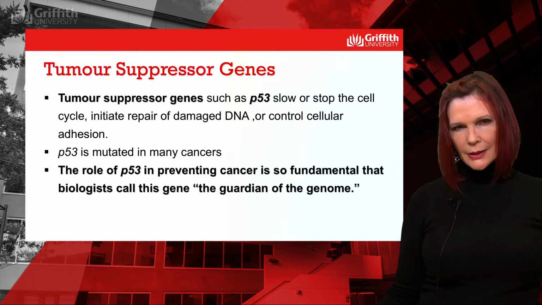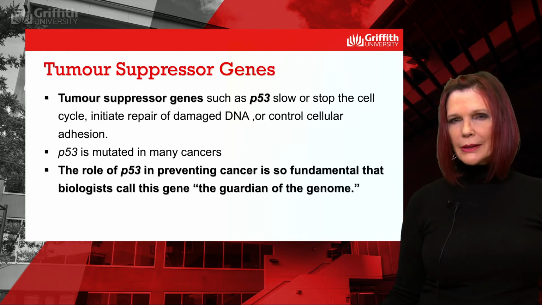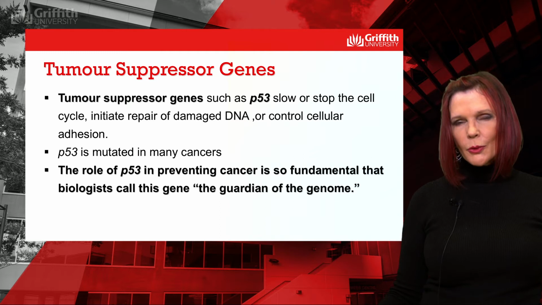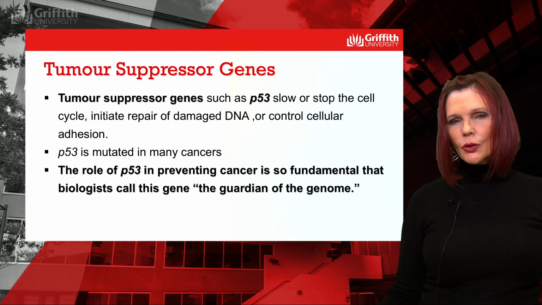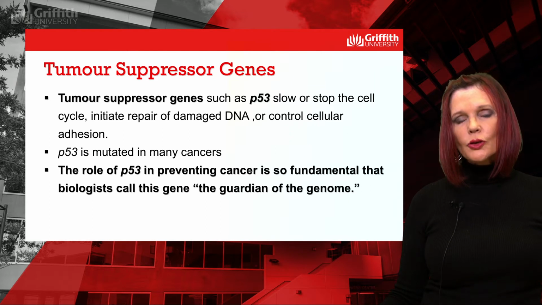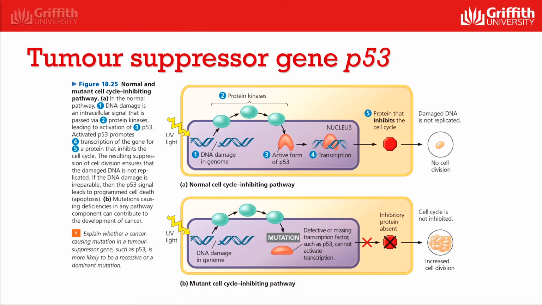Tumour suppressor genes repress the cell cycle, initiate DNA repair or control cellular adhesion. An example is P53, known as the guardian of the genome. Mutated P53 gene is seen in a number of cancers. Any mutation that decreases the normal activity or expression of a tumour suppressor gene can contribute to the onset of cancer. Suppression of the cell cycle is important if the cell's DNA is damaged.